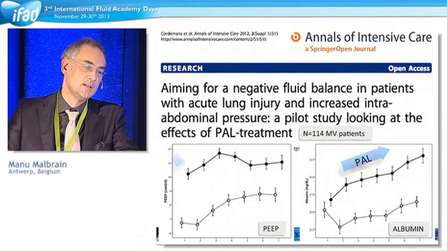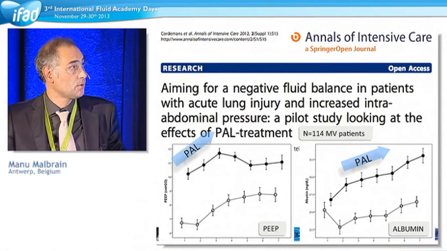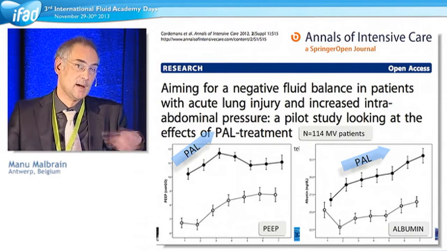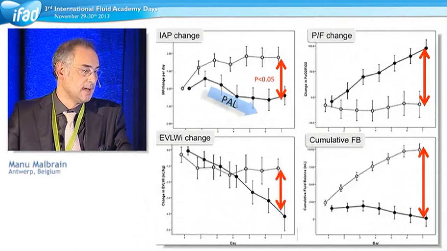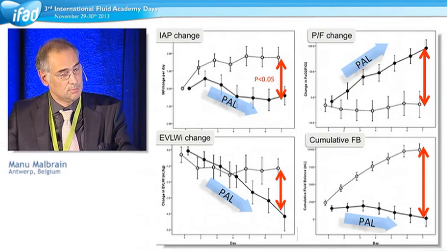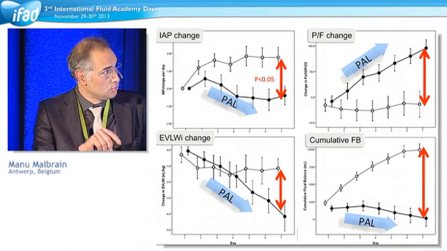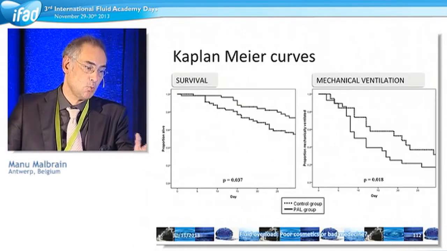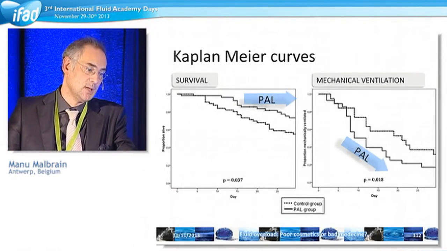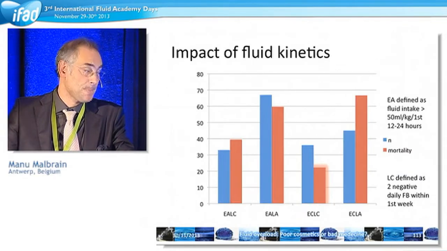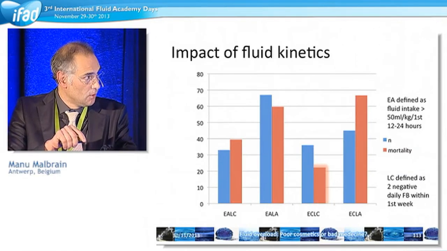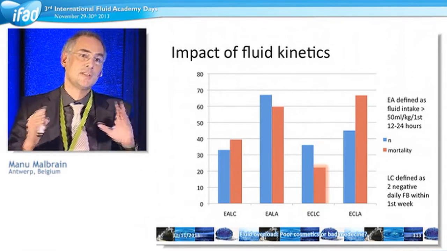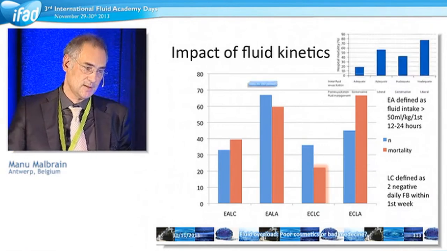And we studied this in 57 patients compared to historical controls. So the PAL group had higher PEEP levels. They had, of course, higher albumin because it was substituted. And this resulted in a drop in abdominal pressure, a better oxygenation, a drop in extravascular lung water, and this probably because the cumulative fluid balance was in balance. And this resulted in better survival and faster weaning. If we put together early conservative and late conservative, this was the group for us with the best prognosis, but we did not have information on fluid balance in the ER and OR.